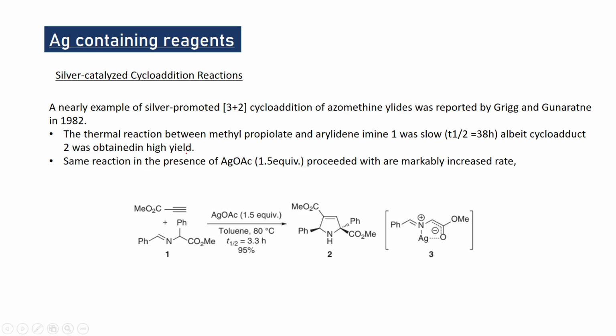This also has been used for cycloaddition reaction. The thermal reaction between methyl propiolate and arylidene imine was slow in absence of silver acetate, but in presence of silver acetate, the rate of this coupling reaction increases. Here the reaction goes through this type of intermediate.